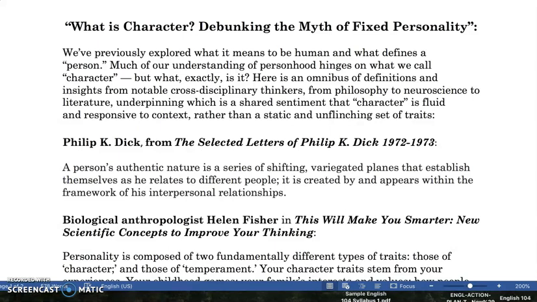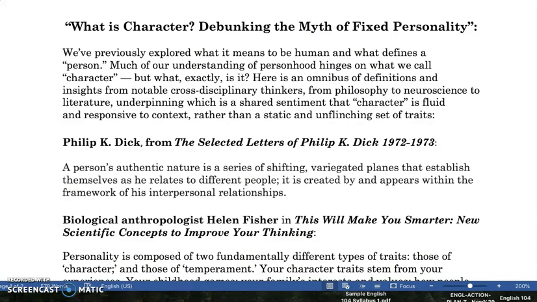Philip K. Dick, from the Selected Letters of Philip K. Dick. So this is what Philip K. Dick thought and wrote, and this is taken from his Selected Letters. All right. A person's authentic nature is a series of shifting and variegated planes that establish.